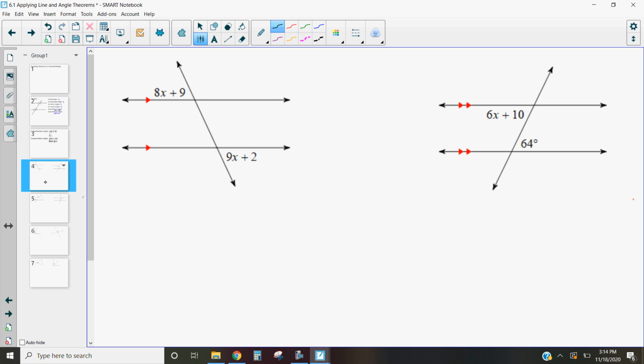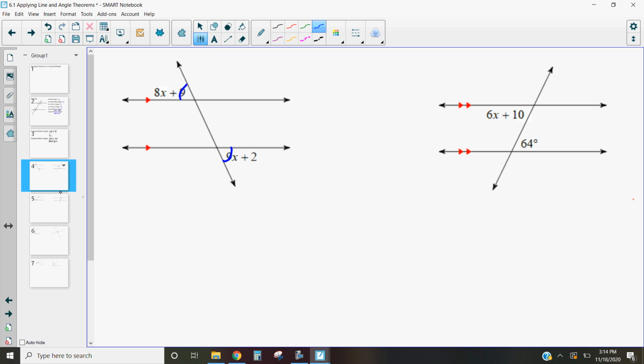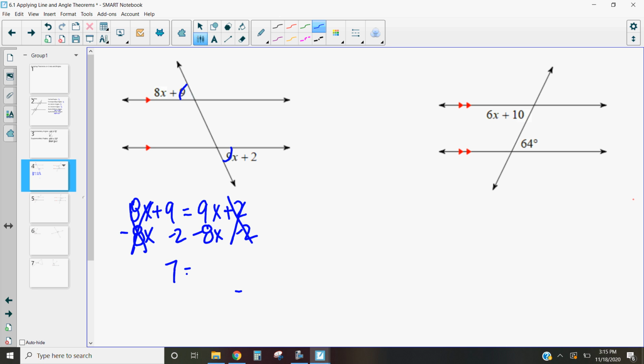Okay, so in this first example here, we're looking at two angles, and we want to figure out what those angle measures are. Well, the easiest way to do that is we can use that x and solve for x. I know that these are alternate exterior angles, and alternate exterior angles are congruent, which means they're equal. So I can do 8x plus 9 equals 9x plus 2. And I can solve for x and then plug it back in to figure out what it is. So I'm going to subtract 8x from both sides, subtract 2 from both sides. These cancel, and we end up getting 7 equals x.